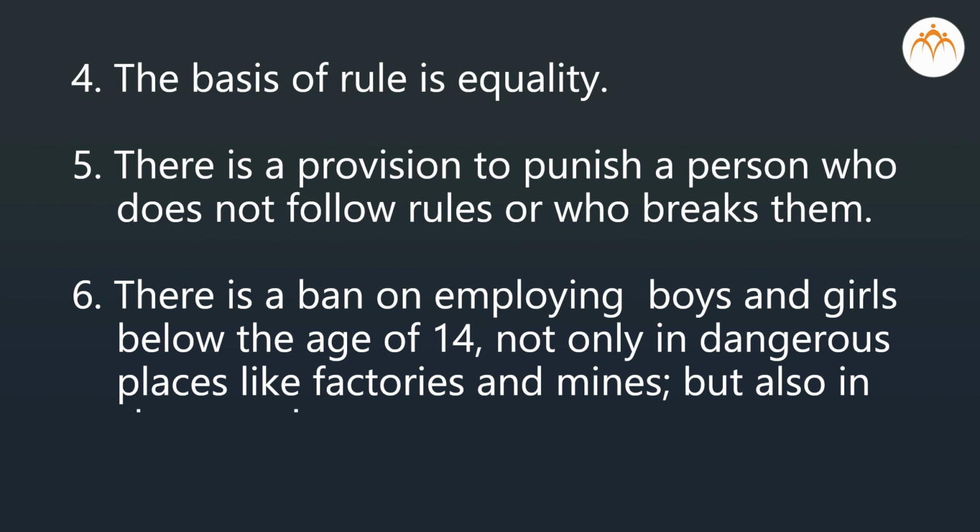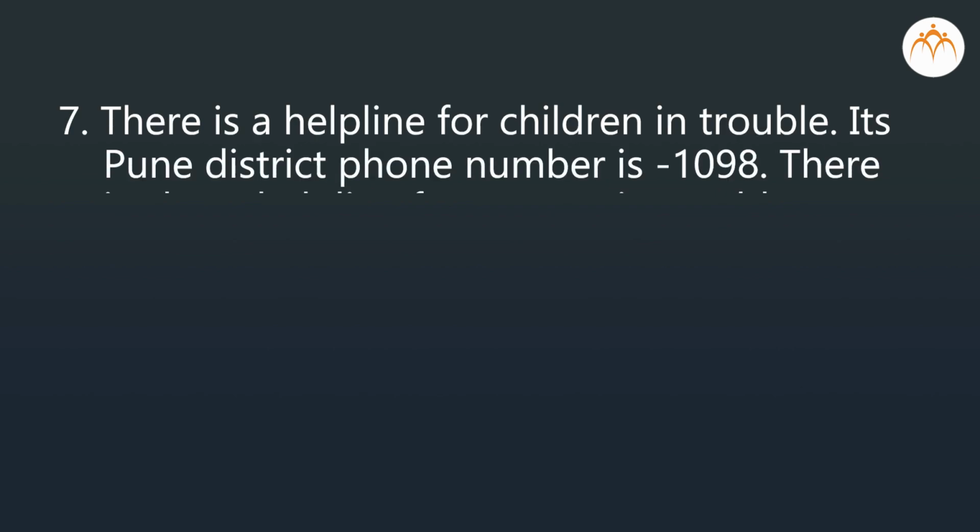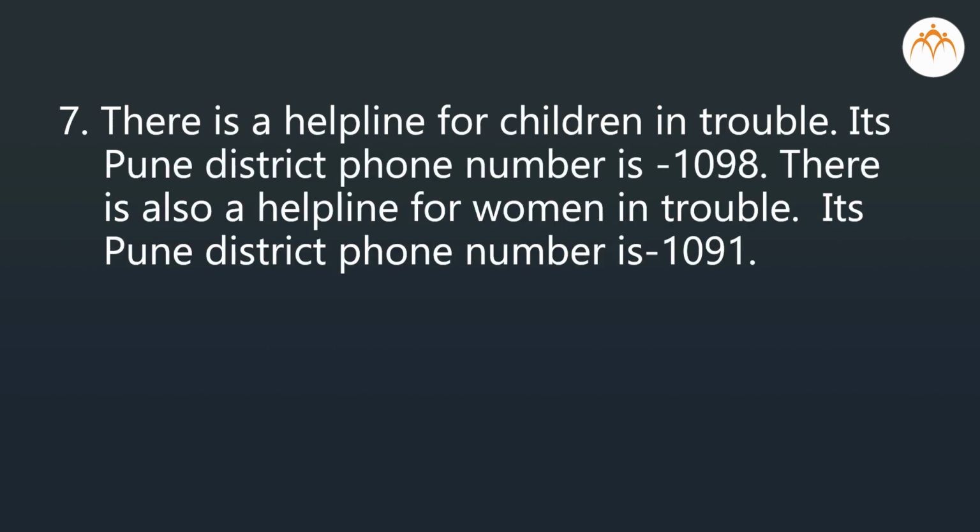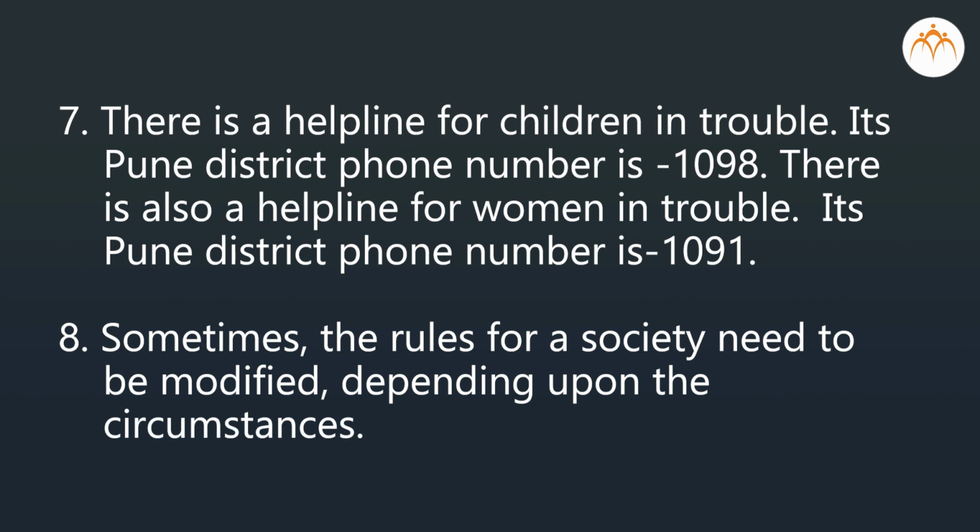There is a ban on employing boys and girls below the age of 14, not only in dangerous places like factories and mines, but also in shops and restaurants. There is a helpline for children in trouble. Its Pune district phone number is 1098. There is also a helpline for women in trouble. Its Pune district phone number is 1091. Sometimes the rules for a society need to be modified depending upon the circumstances.